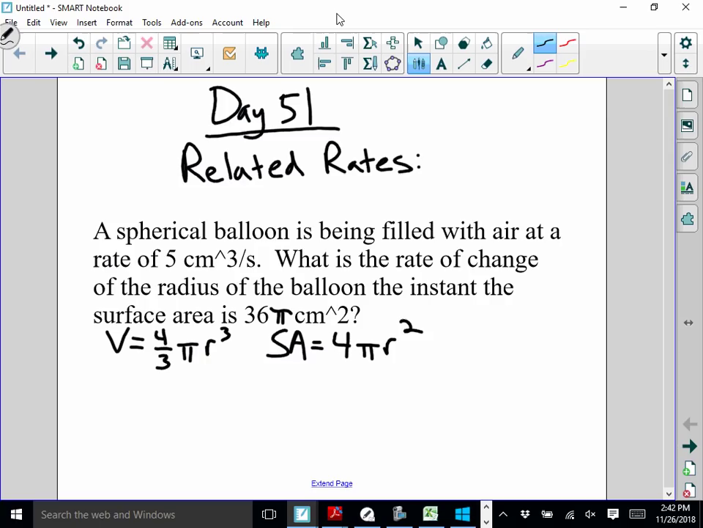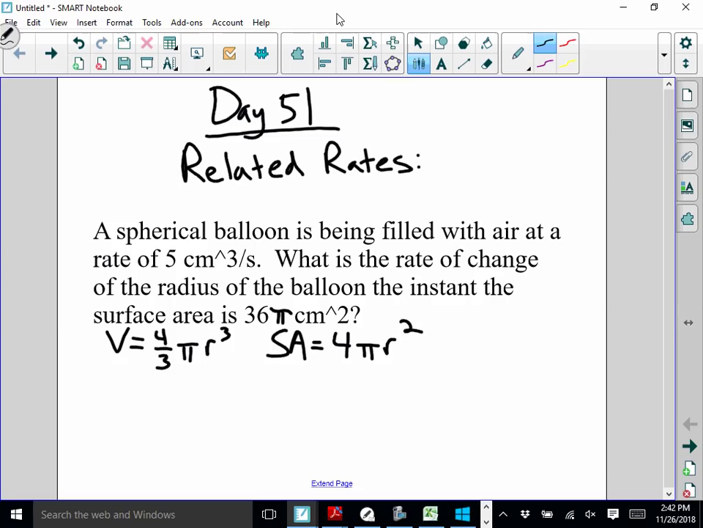We're back here with some more related rates. So let's take a look at the first problem. Okay, here's what it says. A spherical balloon is being filled with air at a rate of 5 cubic centimeters per second. What is the rate of change of the radius of the balloon the instant the surface area is 36 pi centimeters squared?